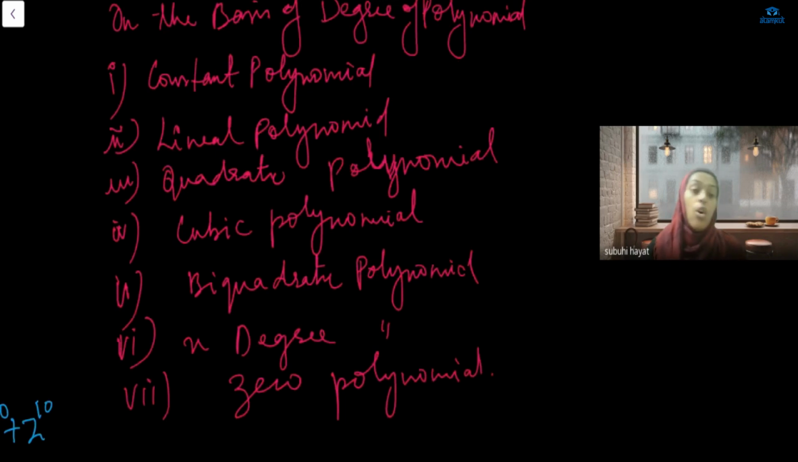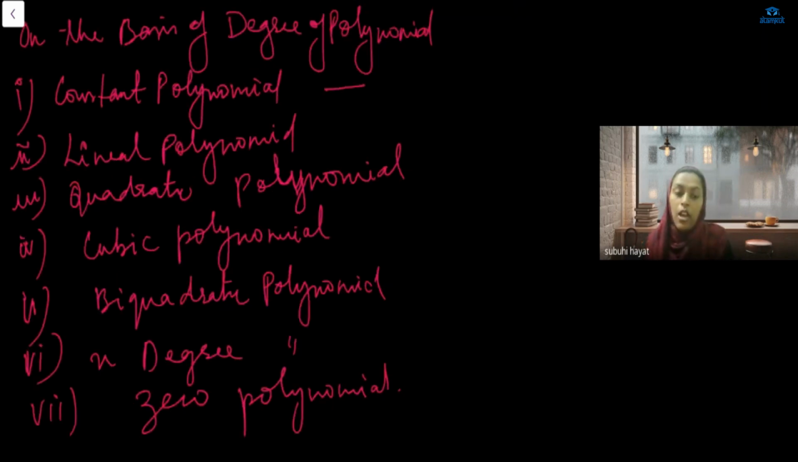What is a constant polynomial? A single term is there, a constant. Constant means only one, like 5, 6, minus 7, 7 by 4. These are all constant terms. So if a constant term is there, then it is called a constant polynomial.